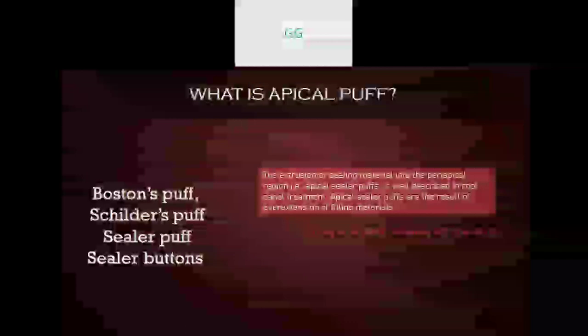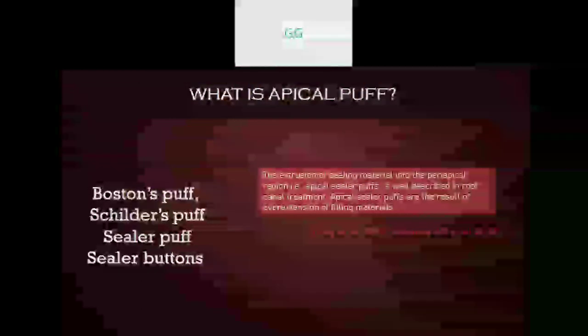First of all, what is apical puff? In the literature, it has been quoted under various names, varying from Boston's puff to Schilder's puff and sealer puff and sealer buttons. The original account of this particular term was as Schilder's puff or sealer puff in Dr. Herbert Schilder's classic article about filling the root canal in 3 dimensions. So this is another article.